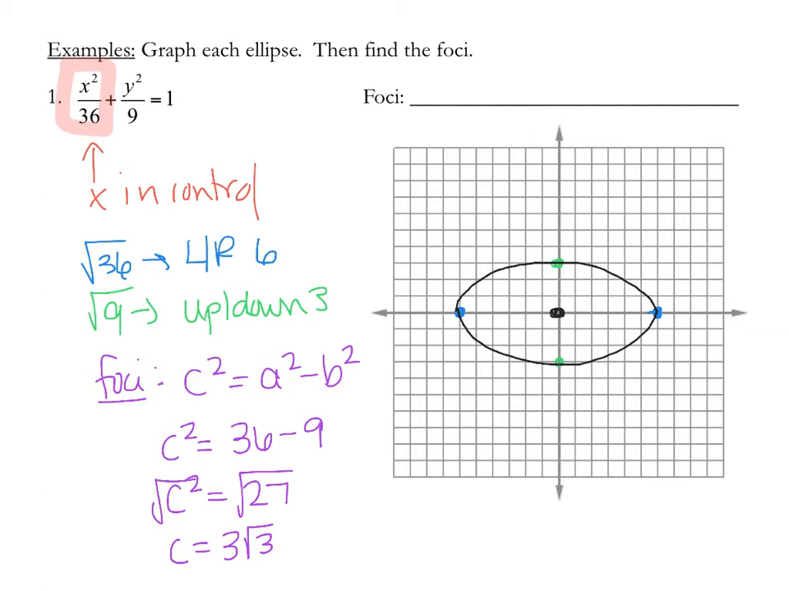Then to decide how to write the coordinates, you have to remember what was in control. Since x was in control, that's going to control the x part of your coordinate, so it's going to go to the right, 3 radical 3, and then it's also going to go to the left, 3 radical 3, comma 0. That's where your foci will end up. To help you graph them, you can type that in your calculator. That's 5.2, so that tells me that I'm going to go over just past 5 and put it down, and then just past 5 and put it down. They should always end up on the major axis and inside of the ellipse.